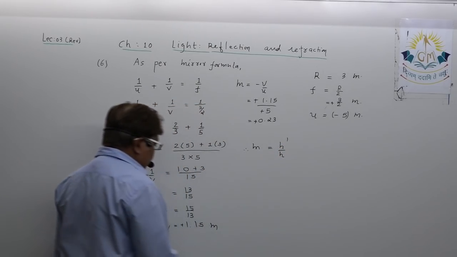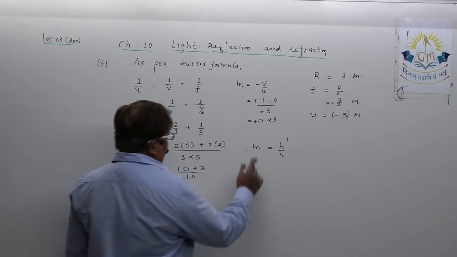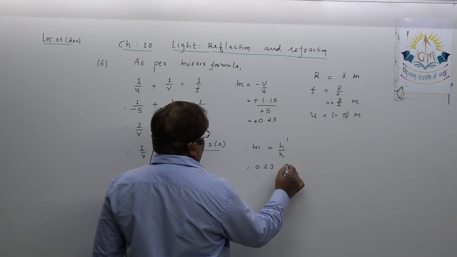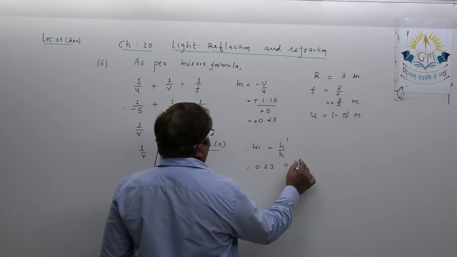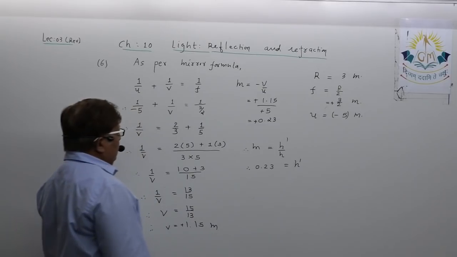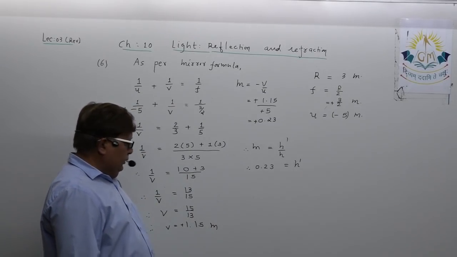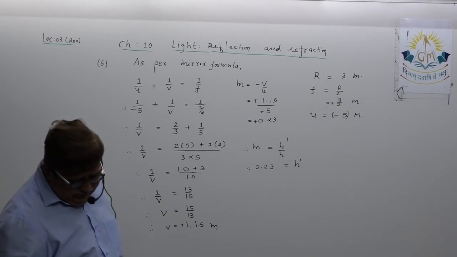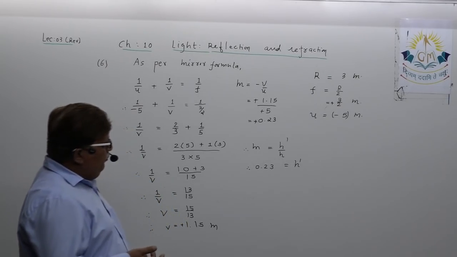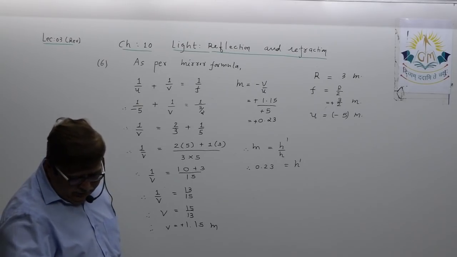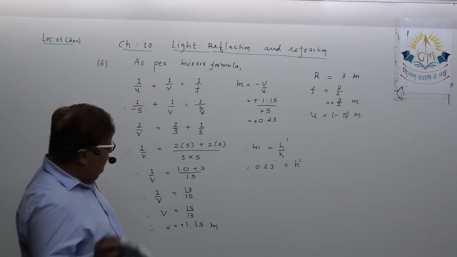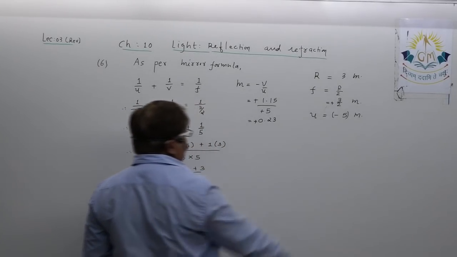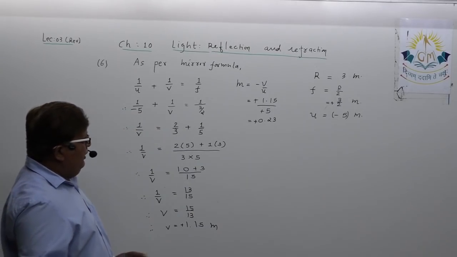M equal to h dash upon h. What is M? 0.23 h dash. Okay. Now, dear student, M we got. They haven't asked just the nature and size of the image. Okay. So, just here, you have to stop because the height of the bus hasn't been mentioned.